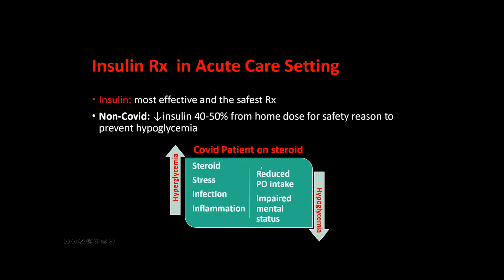In COVID patients who are taking steroids, it can cause hyperglycemia because of the steroid, and because of the stress, infection and inflammation itself.